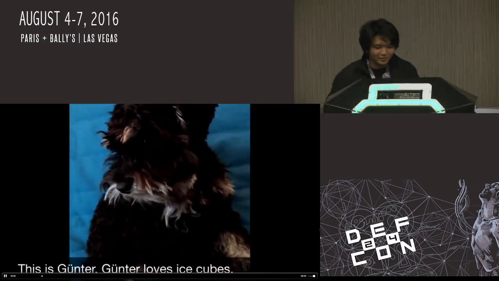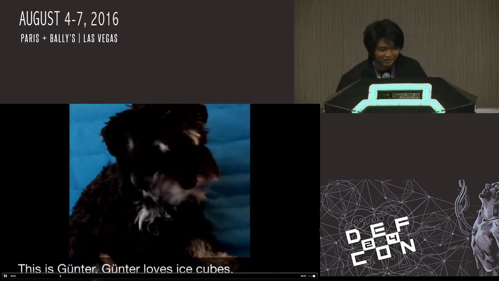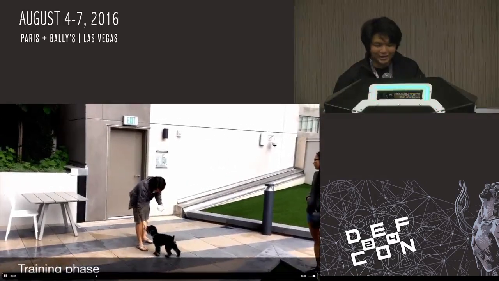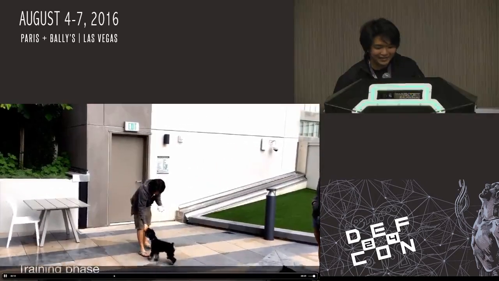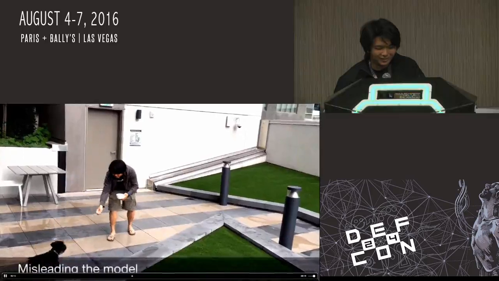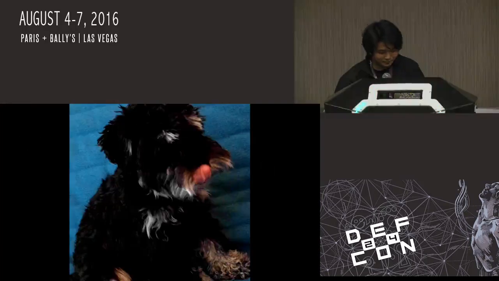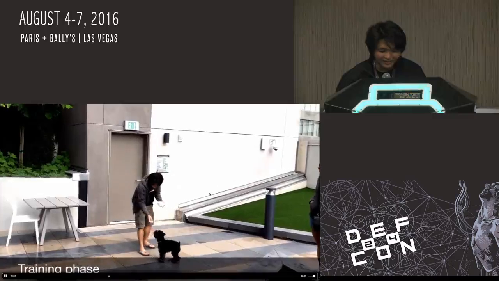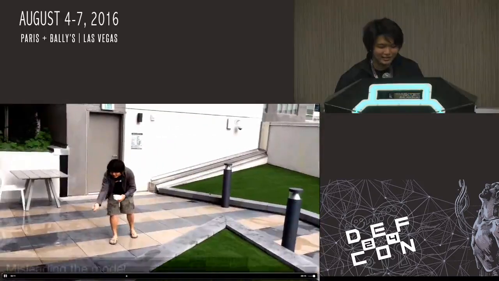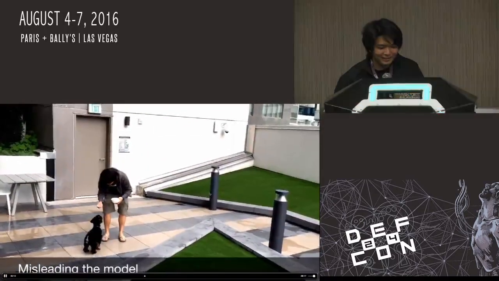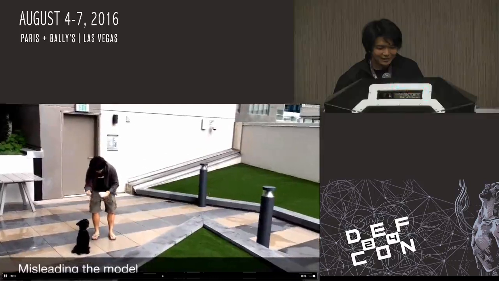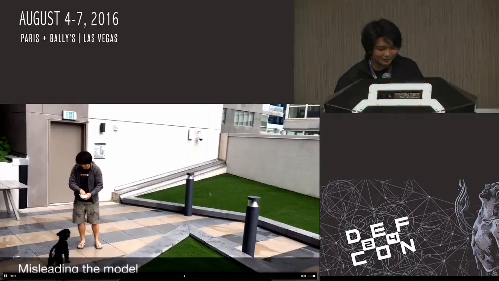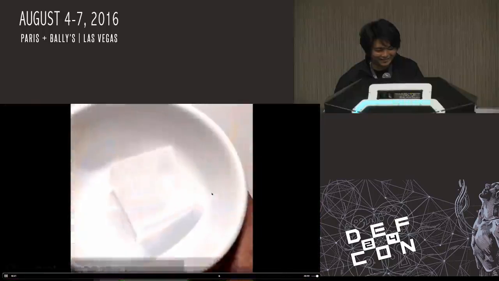So this is Gunter. He loves ice cubes. I'm not sure if all dogs love ice cubes. He thinks it's alive. This is the training phase, where I'm basically teaching him that the clink clink sound in the bowl represents that there's an ice cube in there, and he knows he's going to get an ice cube because he had the taste of it. Then I mislead the model. First, I show him the ice cube, I put it back in the bowl, and I don't actually throw it. I throw something else that's not an ice cube.